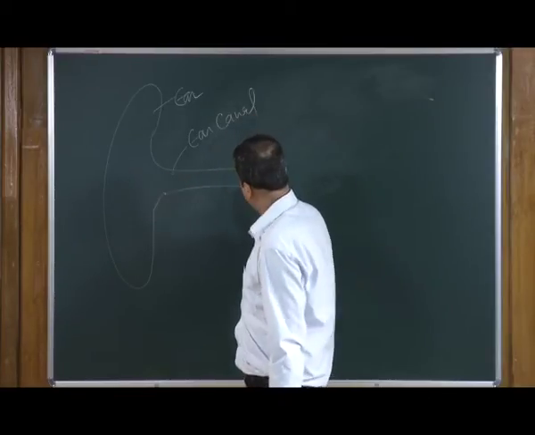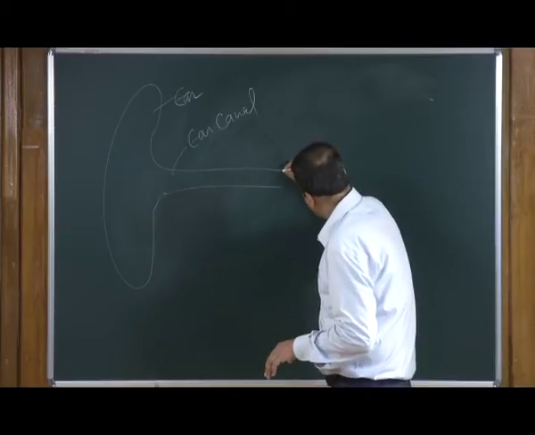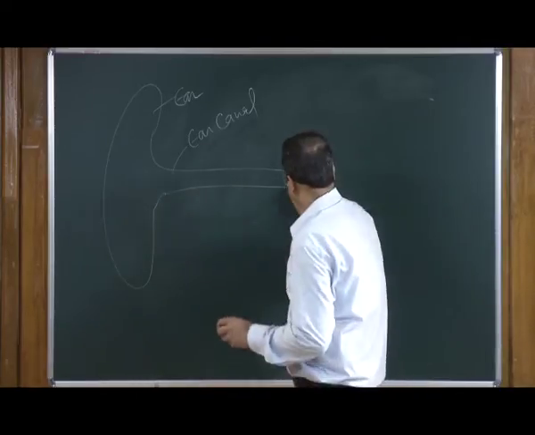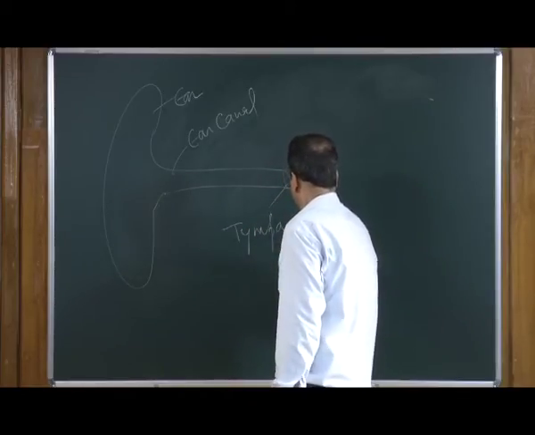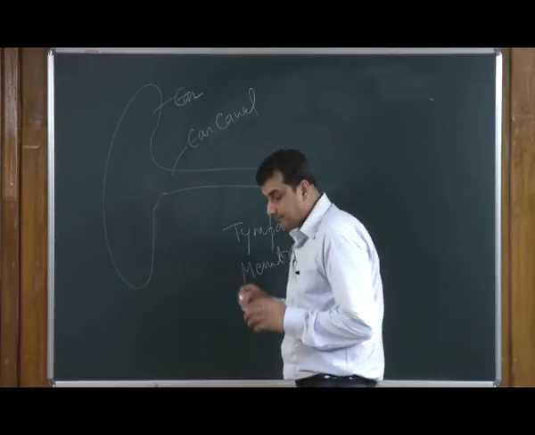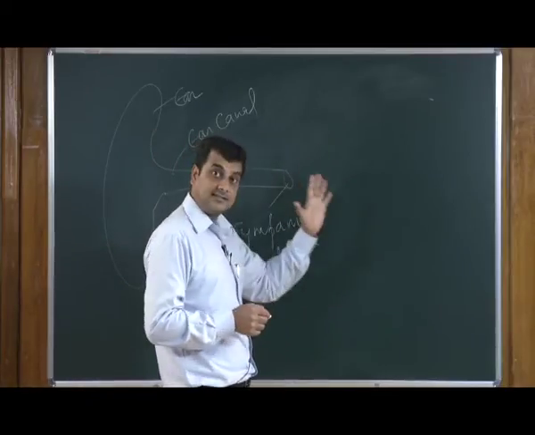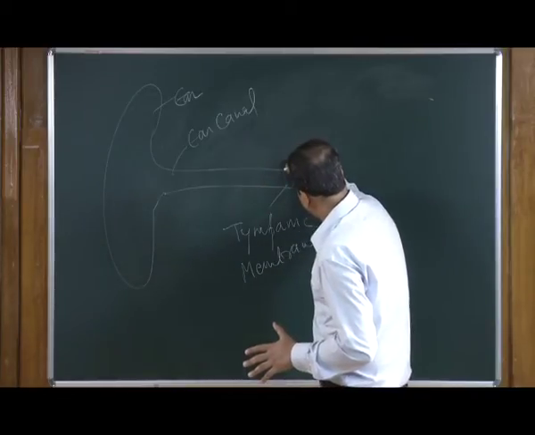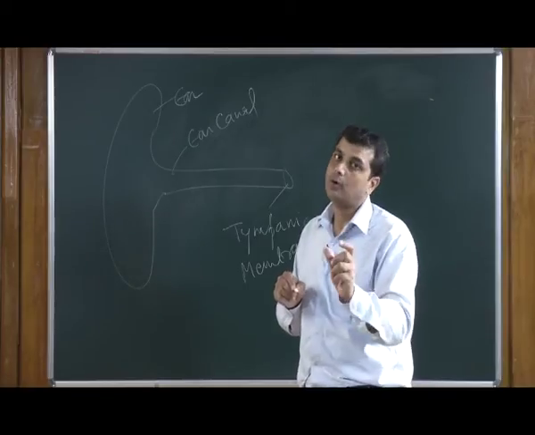Now this ear canal is going and kind of terminating in a point where you have a very delicate membrane which is called the tympanic membrane. That tympanic membrane is a part of the internal side of the ear cavity. Now this tympanic membrane is connected with a very delicate bony structure.